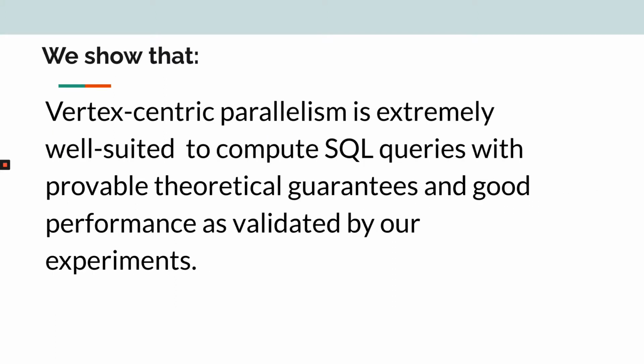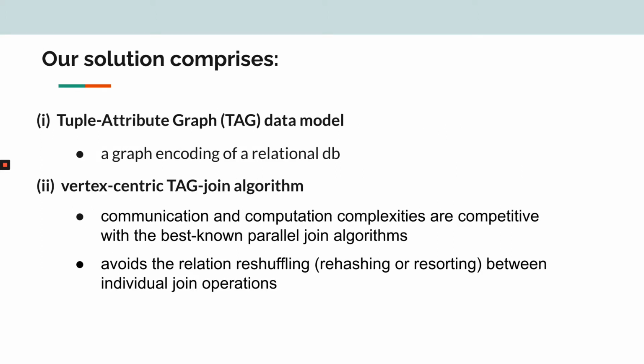In our paper, we present the solution to show that vertex-centric parallelism is extremely well suited to compute SQL queries with provable theoretical guarantees and good performance, as validated by our experiments. There are two main parts to our vertex-centric solution. It's a graph encoding of a relational database instance, which we call the tuple attribute graph data model, TAG for short, and the TAG join algorithm, specified as a vertex-centric program running over TAG inputs. TAG join is competitive with the best-known parallel join algorithms and avoids the need to rehash or to resort the input between individual join operations.